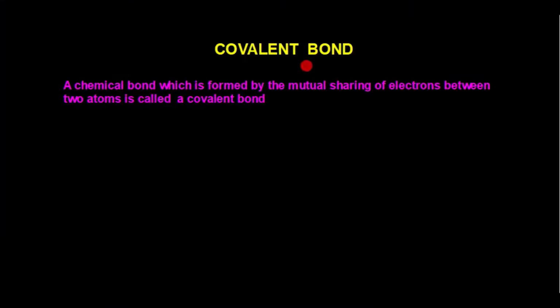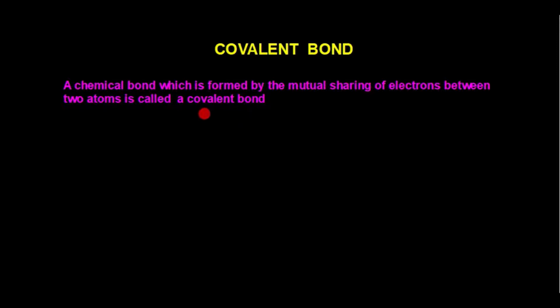In this video we will discuss covalent bond. Let's see what is the definition of covalent bond. A chemical bond which is formed by the mutual sharing of electrons between two atoms is called a covalent bond.